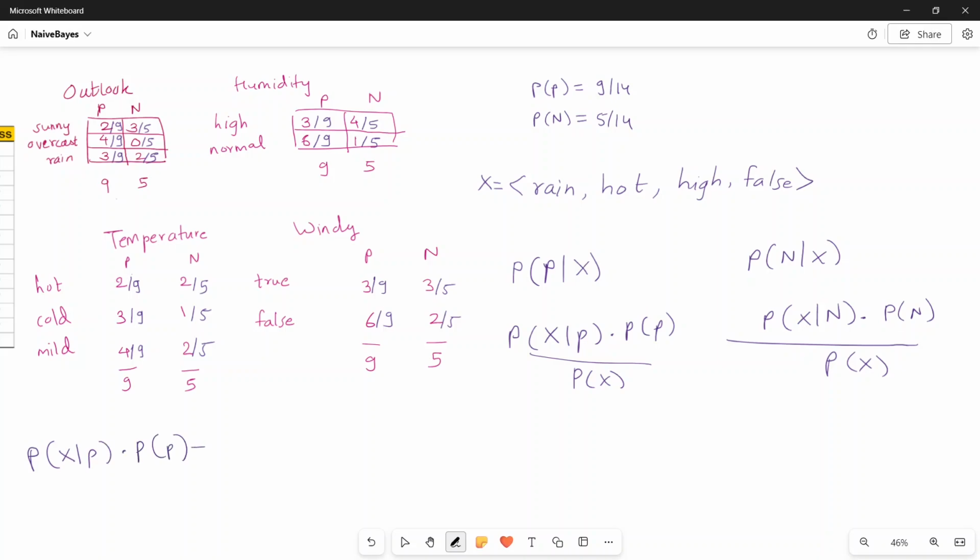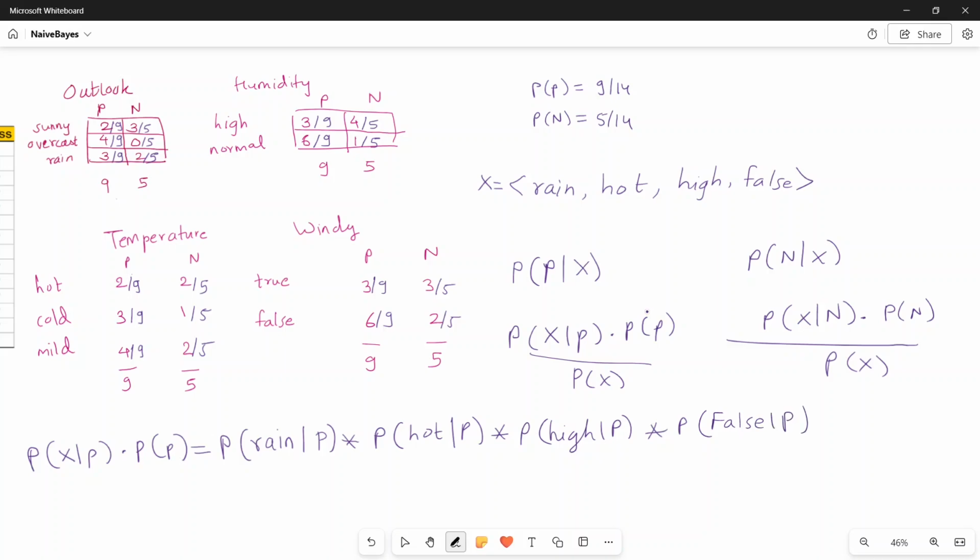Now what is the probability of x given p multiplied by probability of p? So what all is there in x? X comprises of rain, hot, high and false. So probability of rain given p, multiplied by probability of hot temperature given p, multiplied by probability of high humidity given p, multiplied by the probability of no wind given p.